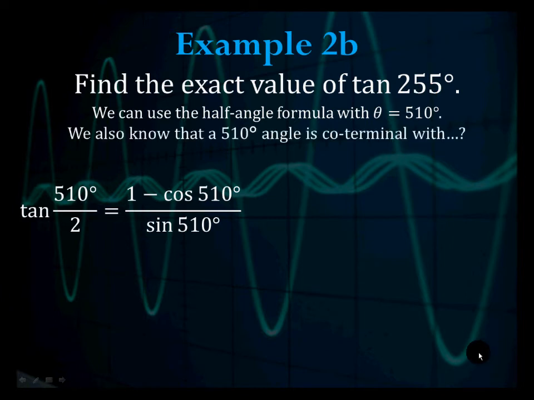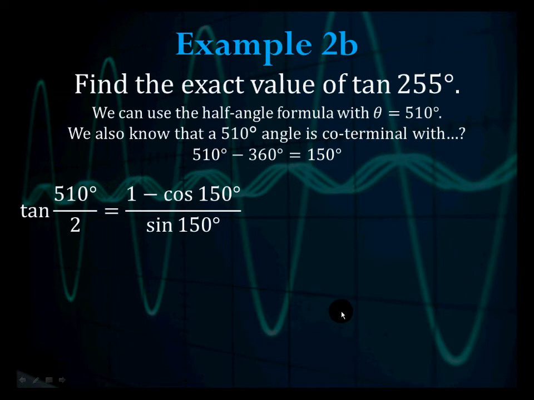Now, we know that a 510-degree angle is coterminal with what angle? Well, if you subtract 360, you get 150. So now you can magically transform this into 1 minus cosine 150 over sine 150. You can do this because cosine of 510 equals cosine of 150. Sine of 510 equals the sine of 150. And it's just easier to use numbers between 0 and 360.